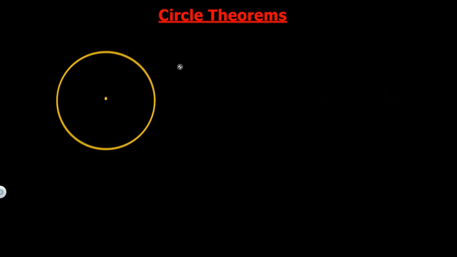What is a chord? A chord is a line segment joining any 2 points on a circumference. You know, this is the circumference of a circle. So any straight line such as this is called a chord. A chord is a line that joins any 2 points on a circumference. This is a chord.